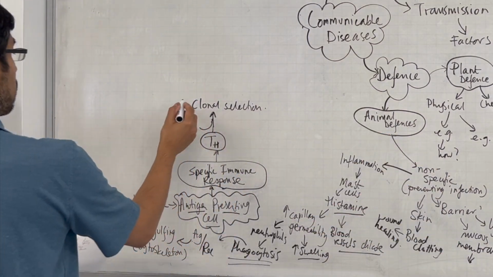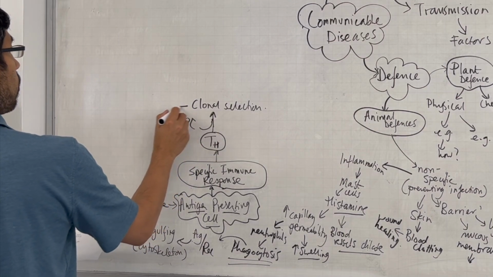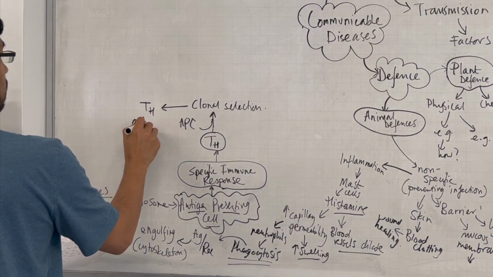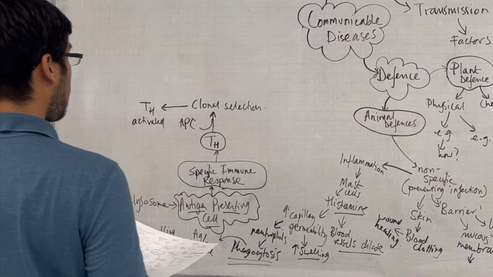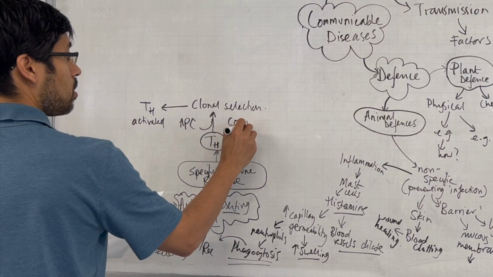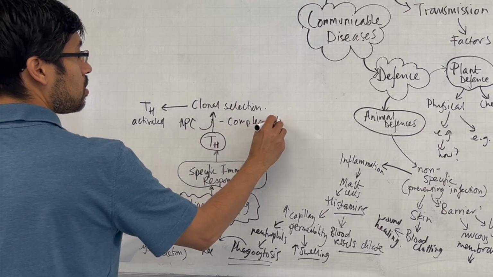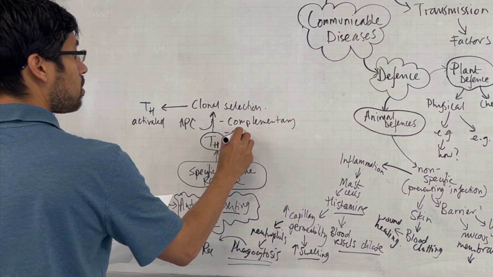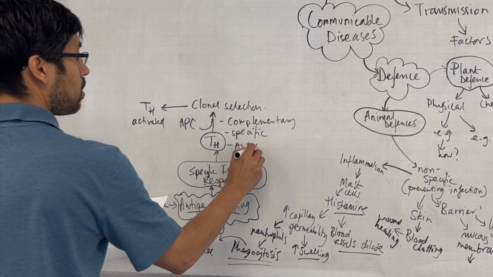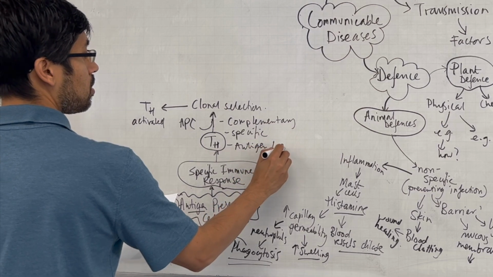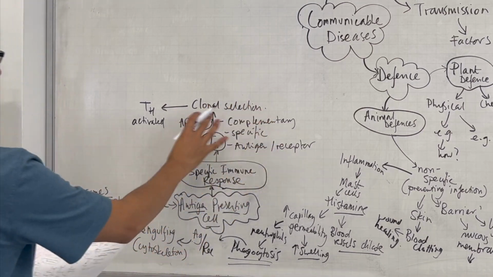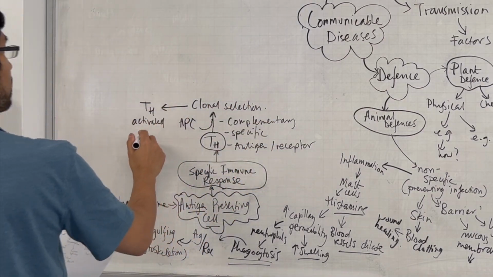So once we've got our clonal selection of the T helper cell, the activated T helper cell, at this point, activated, I'm just going to put some words down, words such as complementary, specific, antigen, and receptor. These are important key terms in this explanation. So the T helper cell is activated.